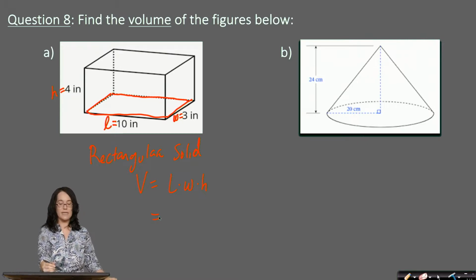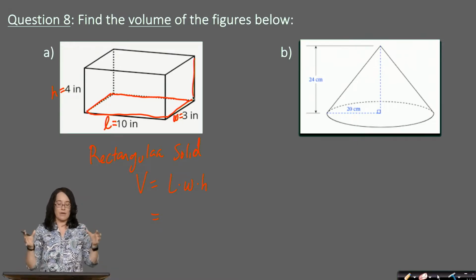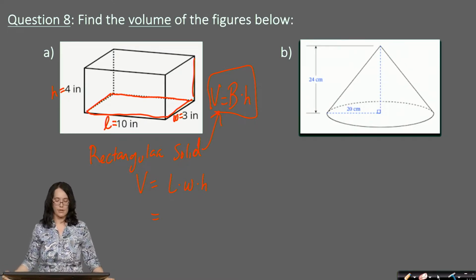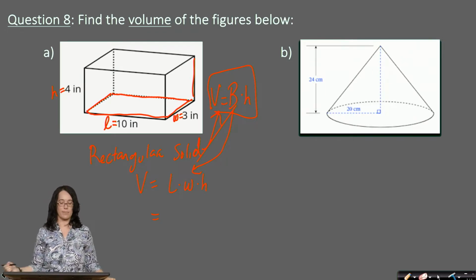So I want you to understand why you're doing what you're doing. It's the area of the base times the height. So sometimes it's written as big B for area of the base times little h. That was also the way we found the volume of this rectangular solid. But this base is a rectangle, that's why its base area is length times width. So in this case, we would have 10 inches times 3 inches.